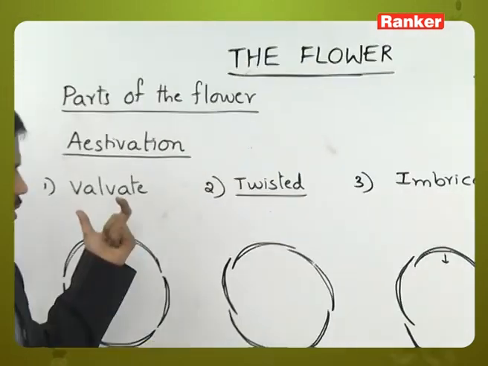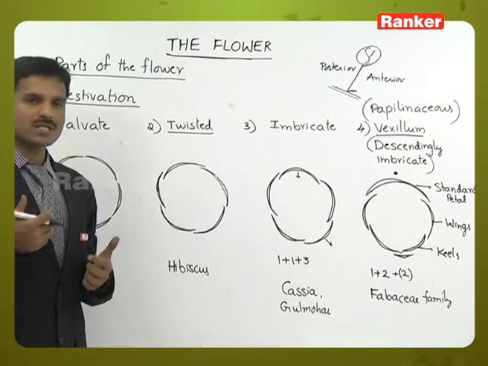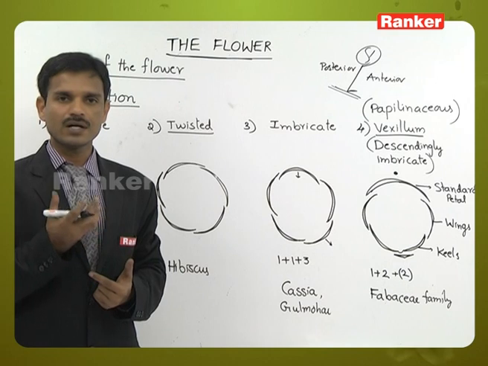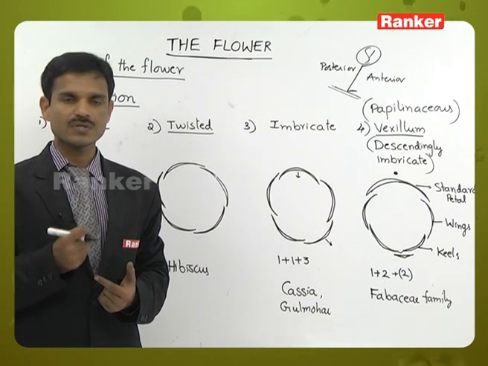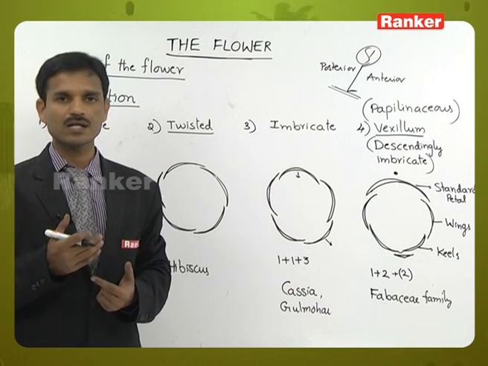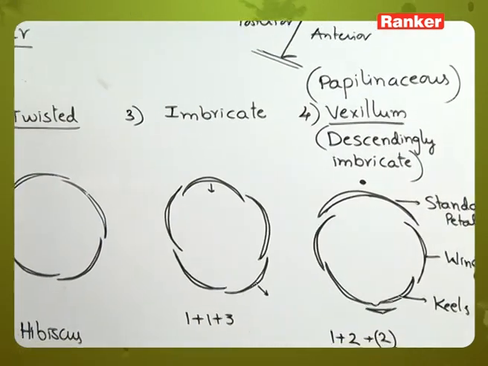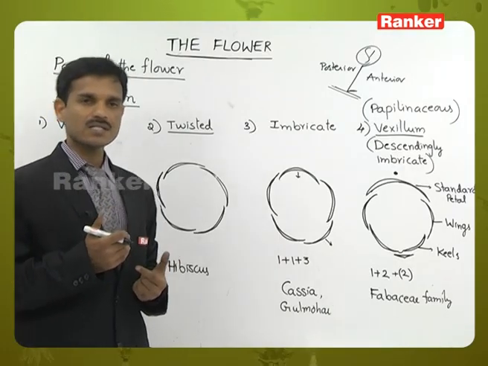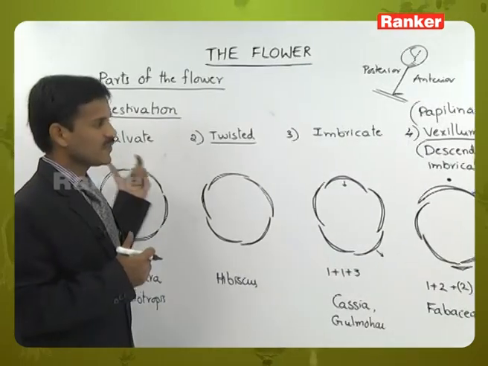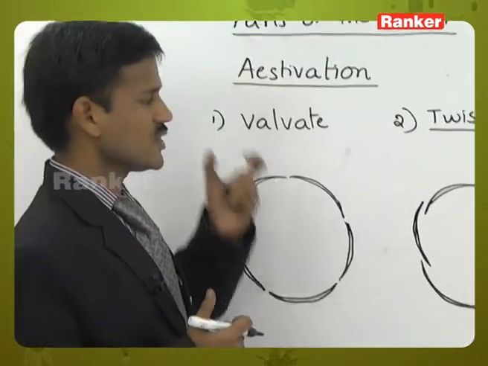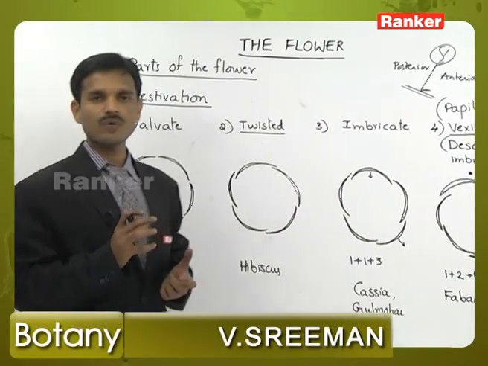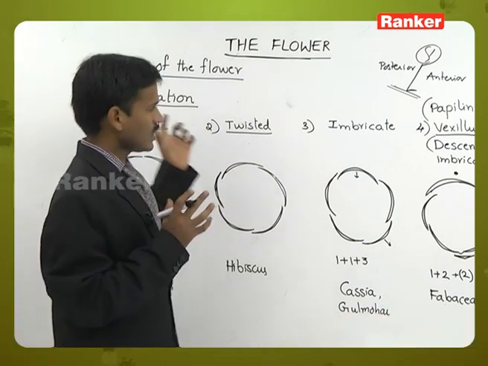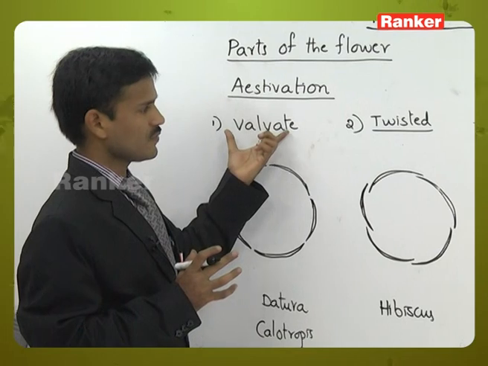The arrangement of the sepals or petals. Sometimes sepals or petals are not distinct. That type of parts are called perianth. So sepals or petals, sometimes perianth also. Perianth means where the sepals and petals are not distinct. So sepals or petals or perianth lobes are arranged in different manners. The arrangement is called aestivation. The aestivation can be observed only in the bud condition. After opening we cannot observe it clearly.